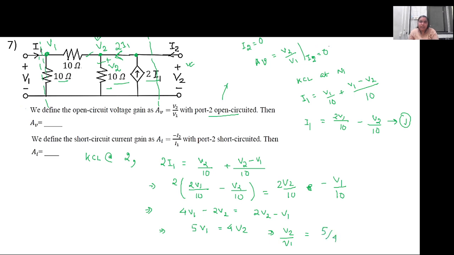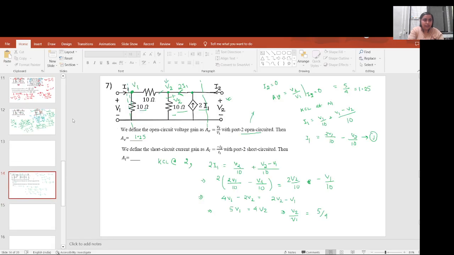So I can get AV is equal to V2 by V1 equal to 5 by 4, which comes out to be 1.25. So the value of AV is 1.25. Is this clear? Yes, ma'am. Okay.